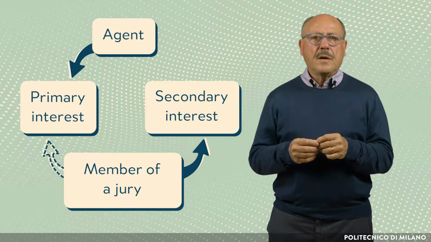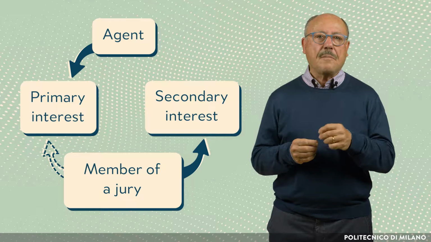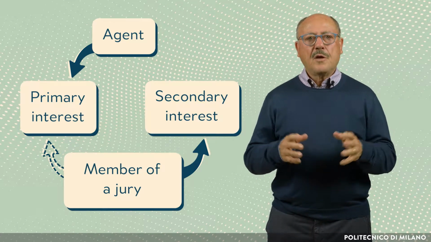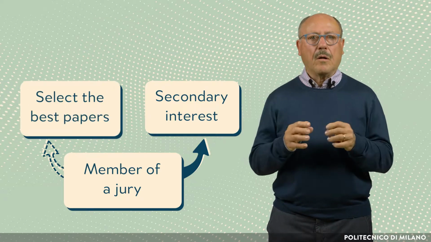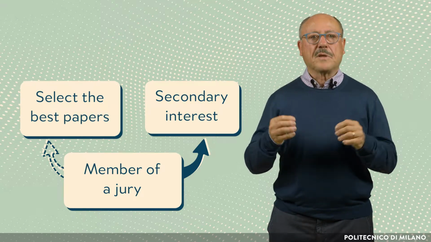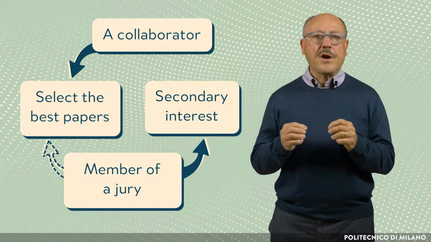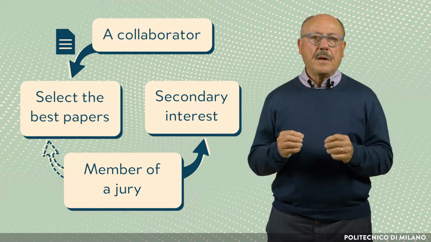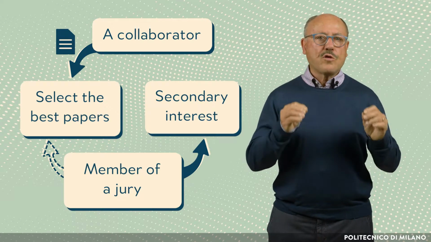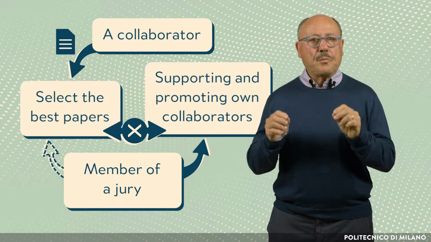As an example, in the context of research, a member of the program committee has to recommend acceptance or rejection of papers submitted to a conference. The primary interest, principal goal, is to choose the best papers to make the conference esteemed. But suppose that one of his or her close collaborators submits a paper. A conflict of interests arises because the primary goal, choosing the best contributions, interferes with the secondary goal, supporting and promoting own collaborators.